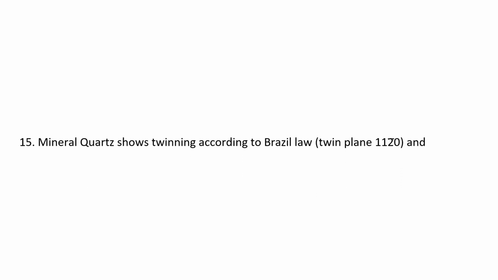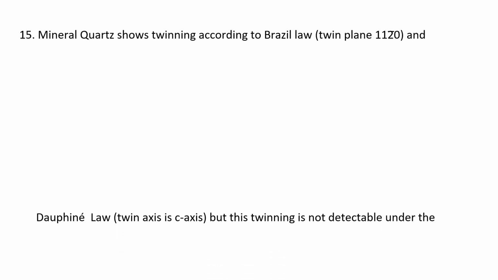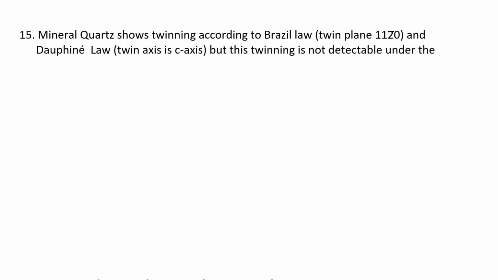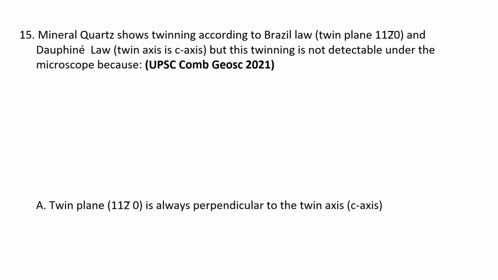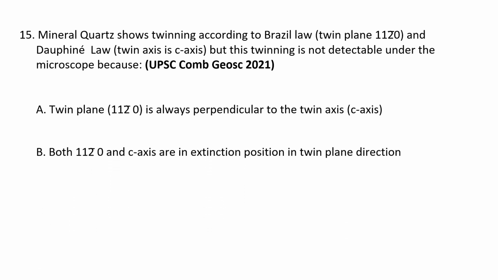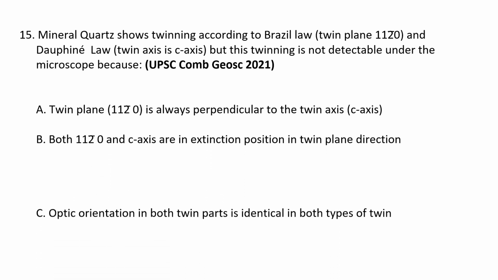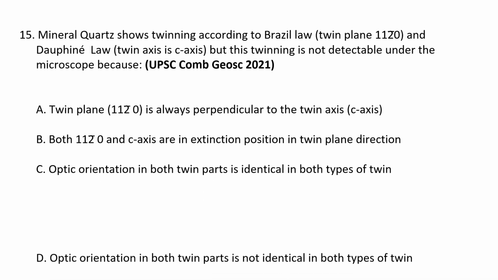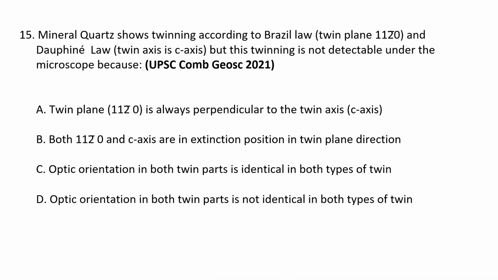Next question. Mineral quartz shows twinning according to Brazil law, twin plane 1120, and Dauphine law, twin axis is Z axis. But this twinning is not detectable under microscope because A. Twin plane 1120 is always perpendicular to the twin axis, that is C axis, and B. Both 1120 and C axis are in the extinction position in twin plane direction, and C. Optic orientation in both the twin parts is identical in both the types of twin, and D. Optic orientation in both the twin parts is not identical in both types of twin.